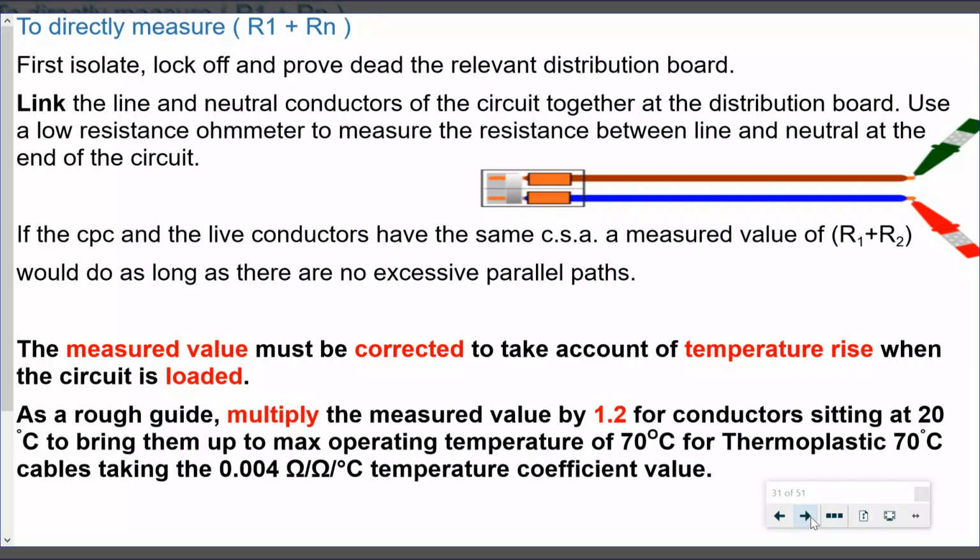Remember, you're measuring the cables at 20 degrees C. We need to increase the temperature of those cables from 20 degrees C up to 70 degrees C for thermoplastic cables to take into account the positive temperature coefficient of 0.004 ohms per ohm per degree C. Okay, for copper. All right.